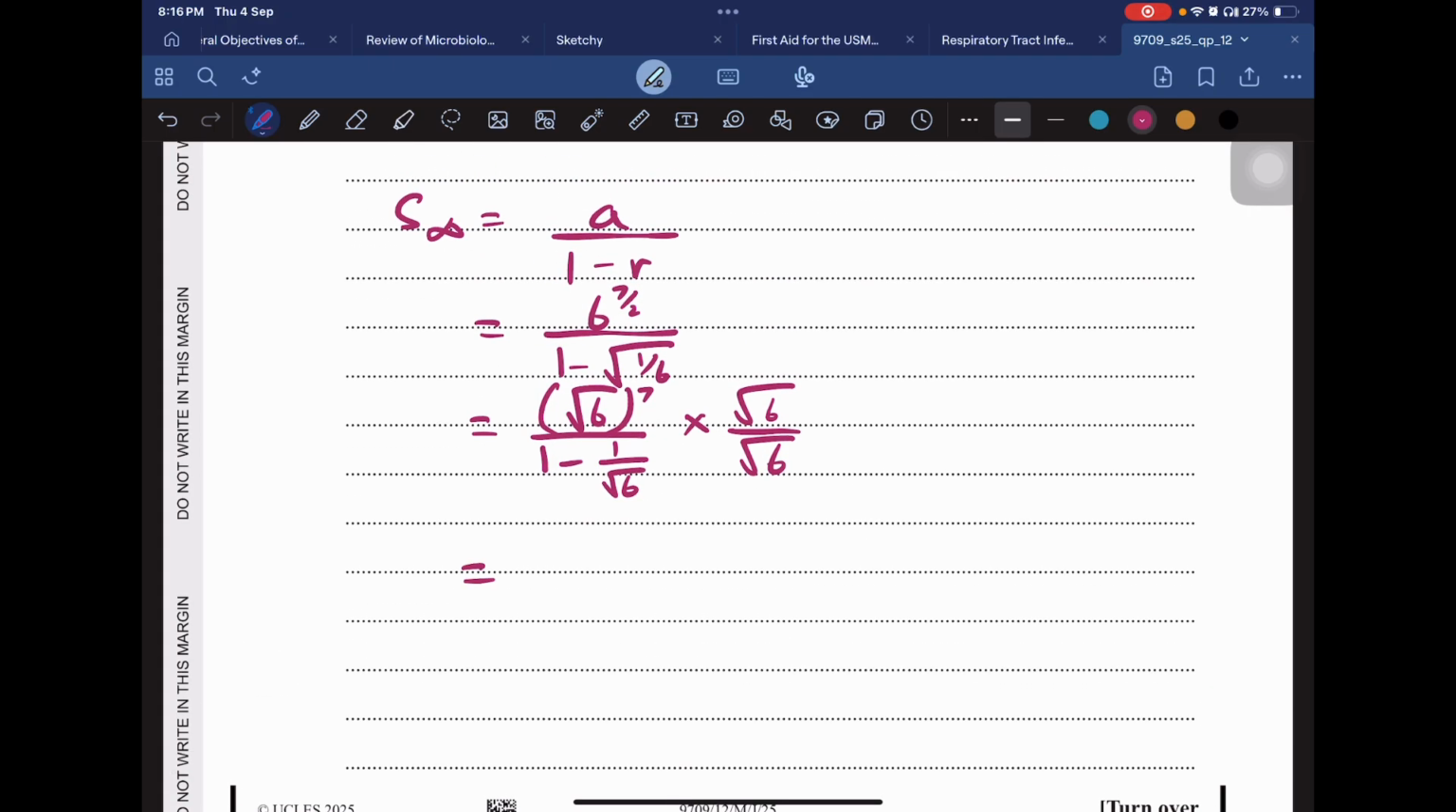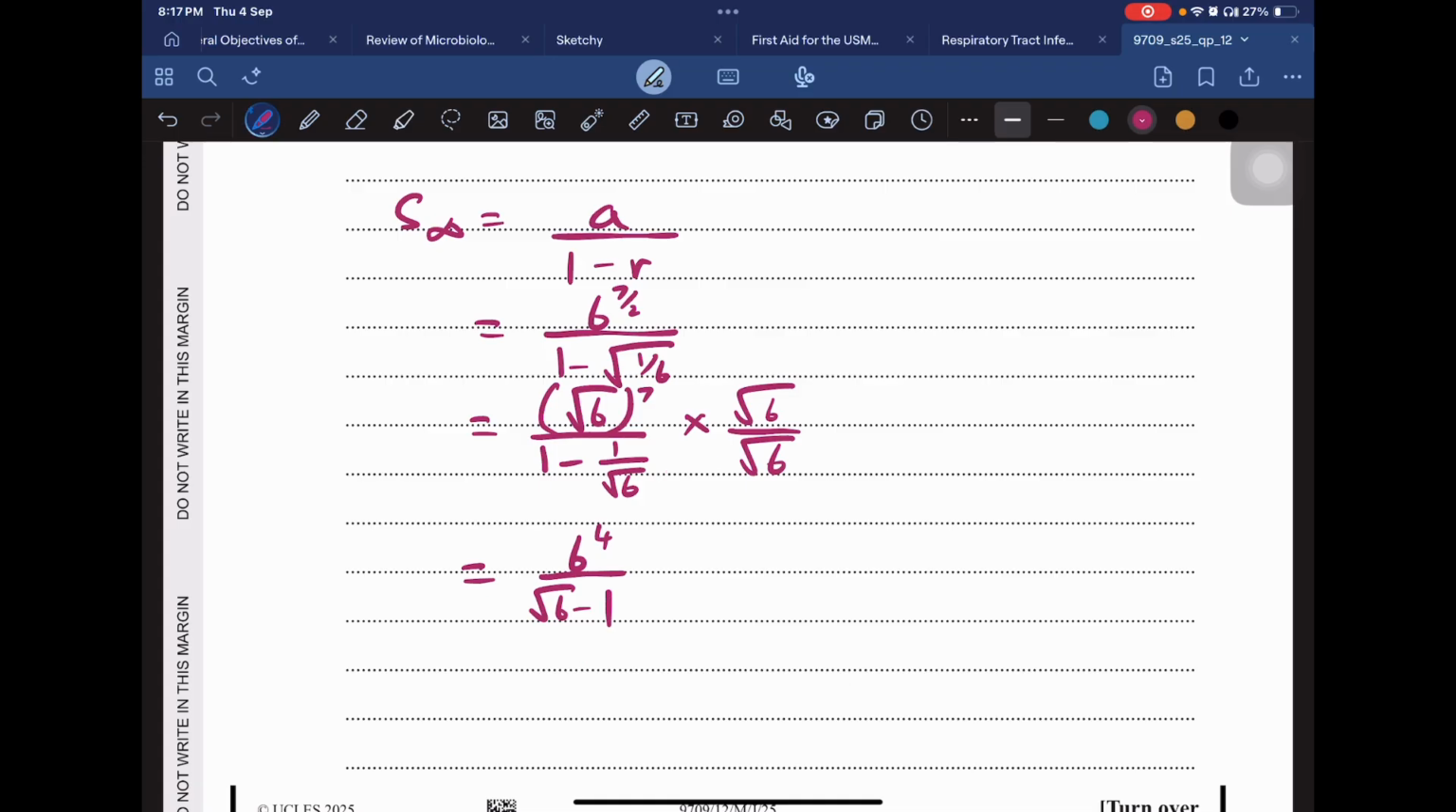So numerator, multiplying root of 6 in the numerator, I will get 6 power 7 upon 2 multiplied with 6 power half, which will become 6 power 8 upon 2, which is 6 power 4. So I'll have 6 power 4 in the numerator upon 1 minus, so now we have root of 6 multiplied with this, so 1 times root of 6 will be root of 6, and then 1 over root of 6 multiplied with root of 6 will just become 1.